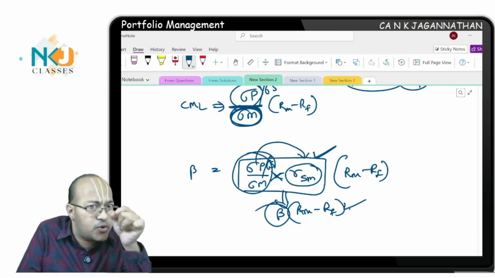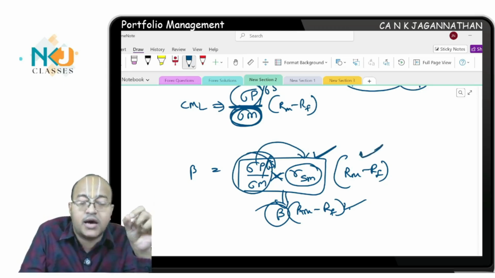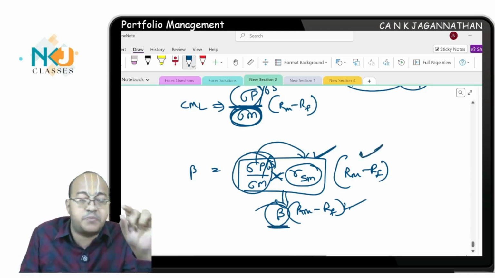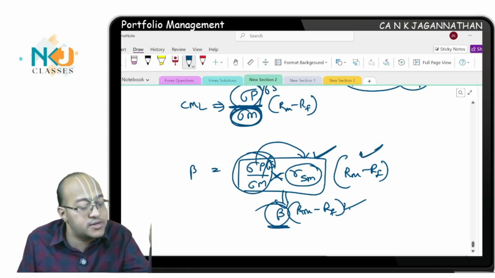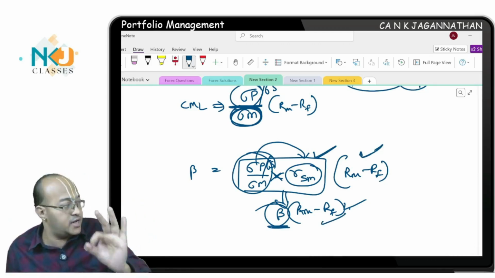That portion of the portfolio risk which is correlated to the market, for that only you should ask for RM minus RF, the market risk premium. Are you listening? Which means beta is a representation of systematic risk, not the total risk, and so only for systematic risk you should ask a premium. This is the crux of the discussion.